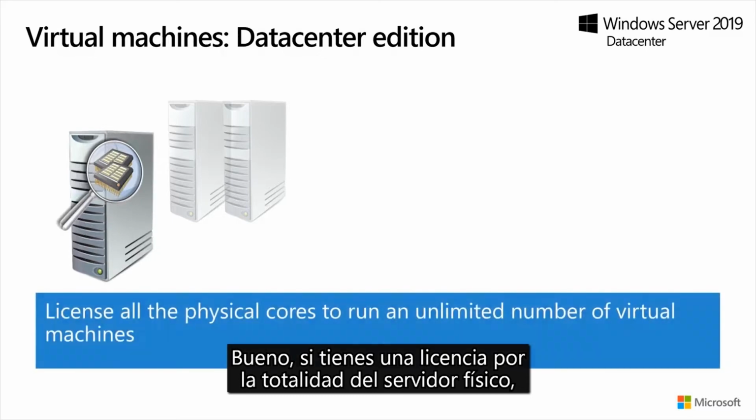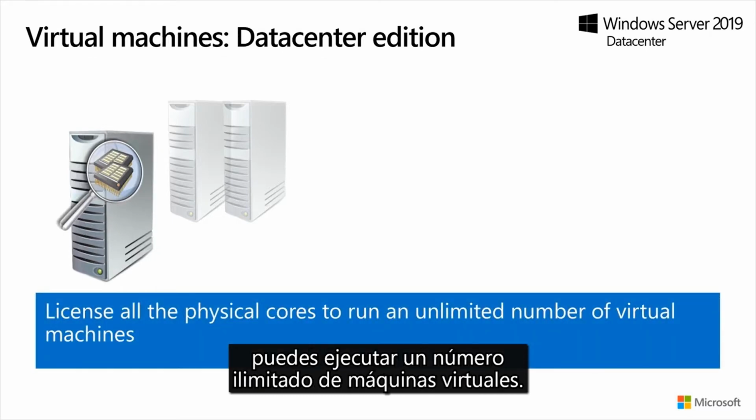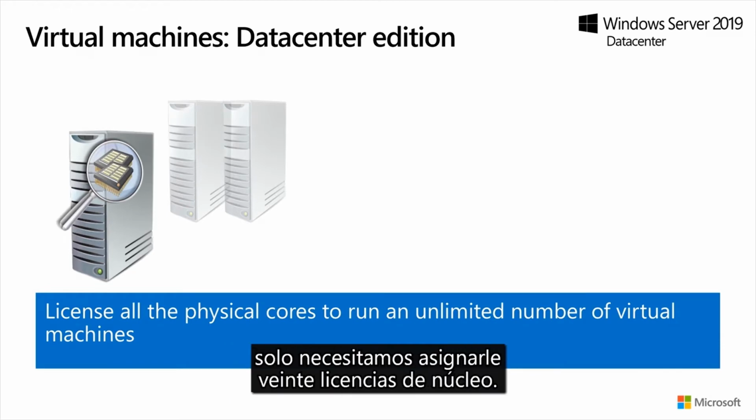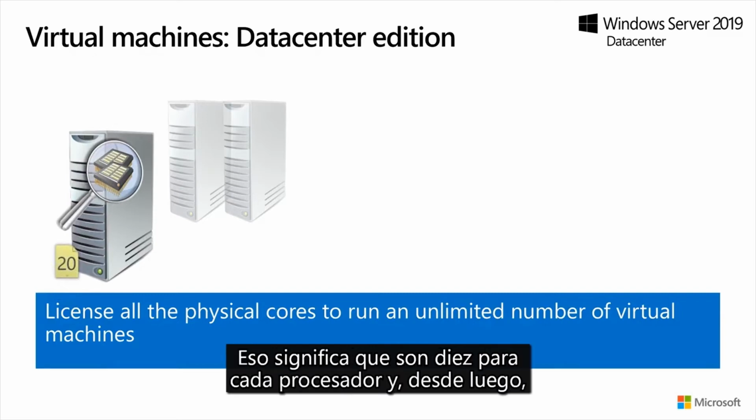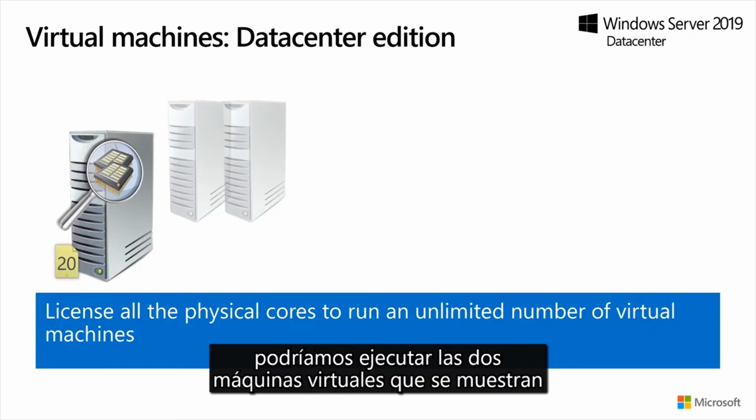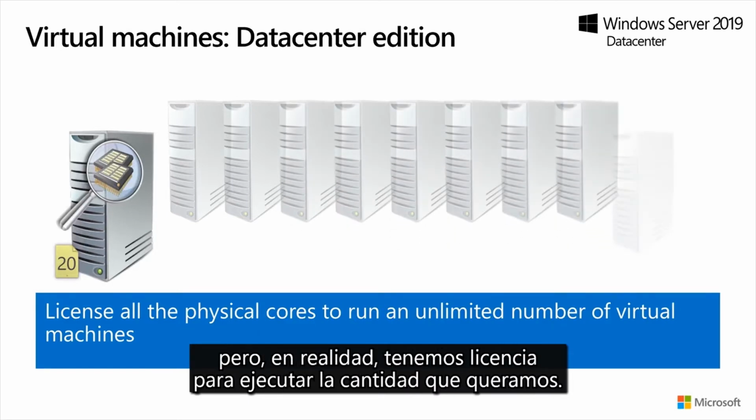Well, if you license the physical server completely, then you can run an unlimited number of virtual machines. So for this physical server, we'd need to assign 20 core licenses to it. That's 10 for each processor. And we could certainly run the 2 virtual machines shown, but actually we're licensed to run as many as we need to.